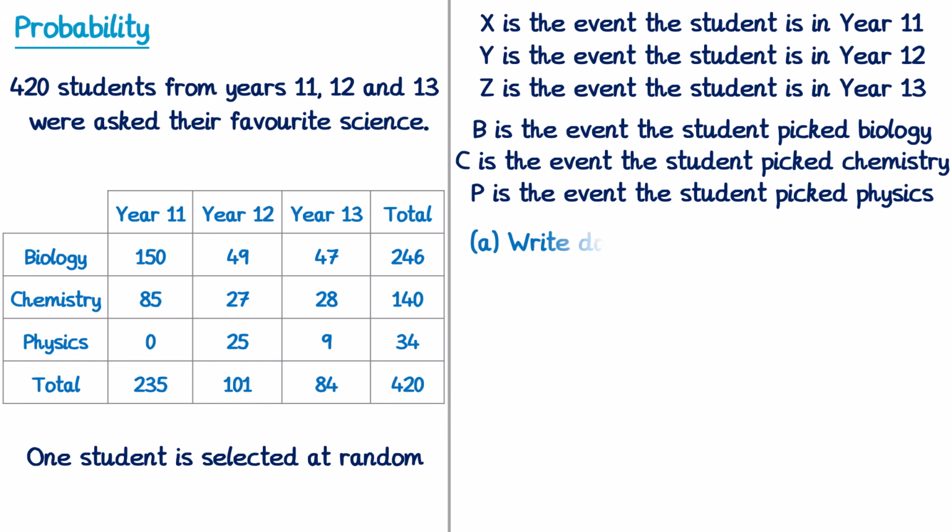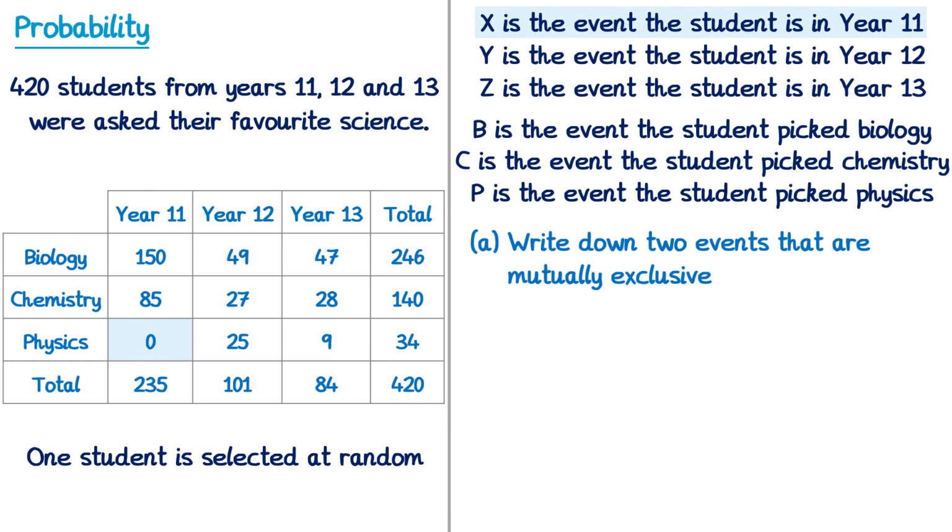For the first question, we're asked to write down two events that are mutually exclusive. Remember, that's two events that cannot happen at the same time. Looking at the table here, we notice that year 11 and physics is 0. That means it's impossible to pick a student that was in year 11 whose favourite science was physics. That means event X, which is the event the student was in year 11, and event P, the event the student picked physics, cannot happen at the same time. So we would say events X and P are mutually exclusive.